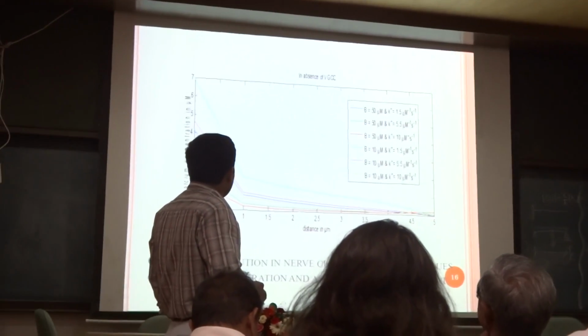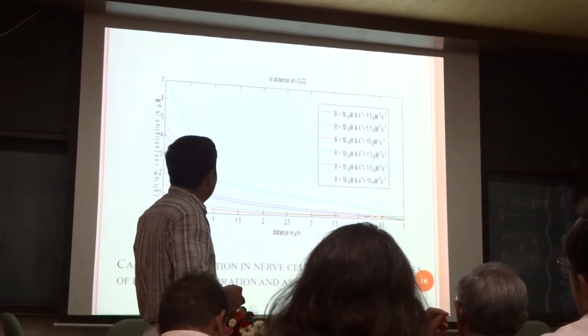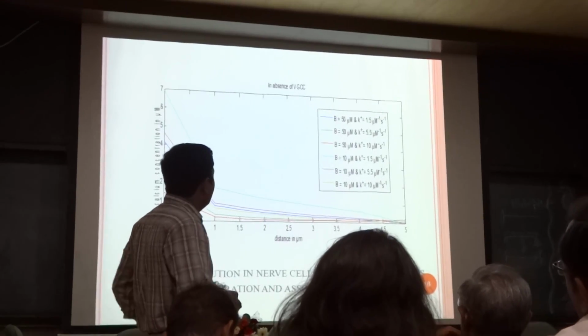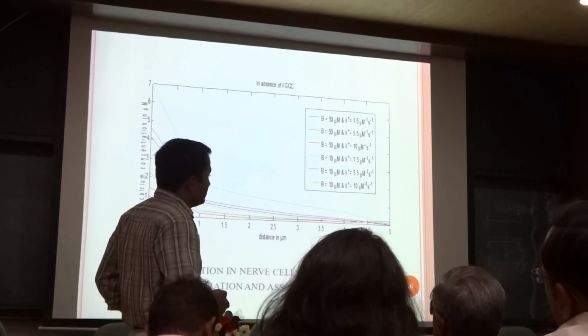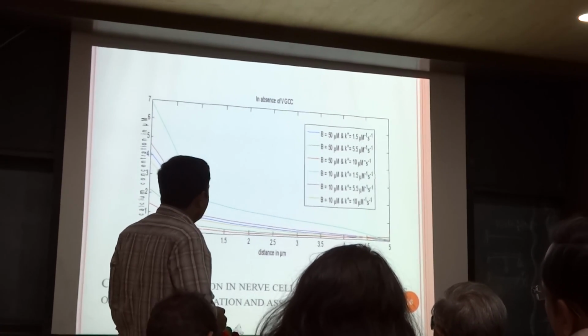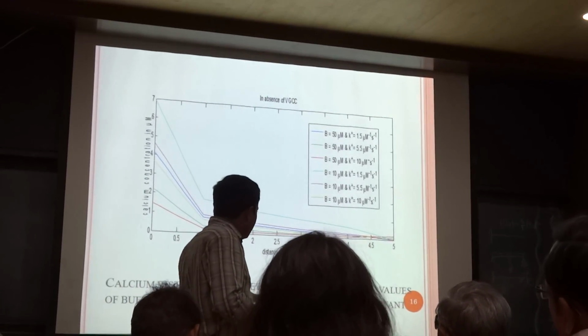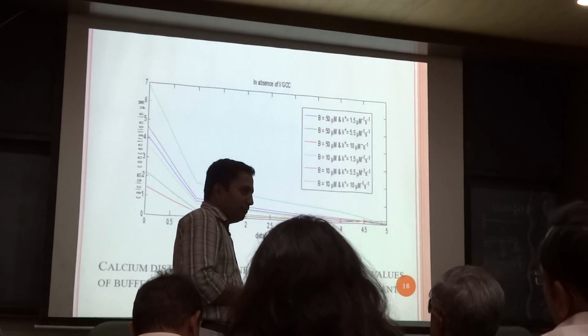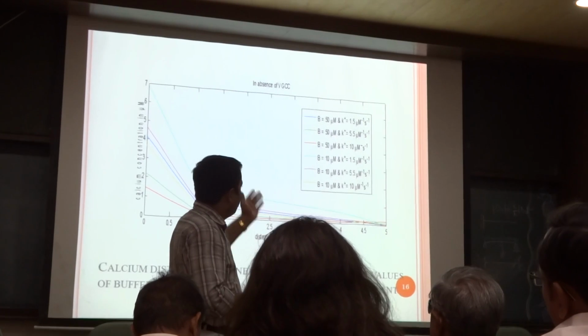We see here. Then, in the presence of voltage-gated channels, what is the effect of buffers? We take different kinds of buffers, different amounts of the buffers, and with different association rates. There are so many different capacities of the different buffers. That's why we have used them here.